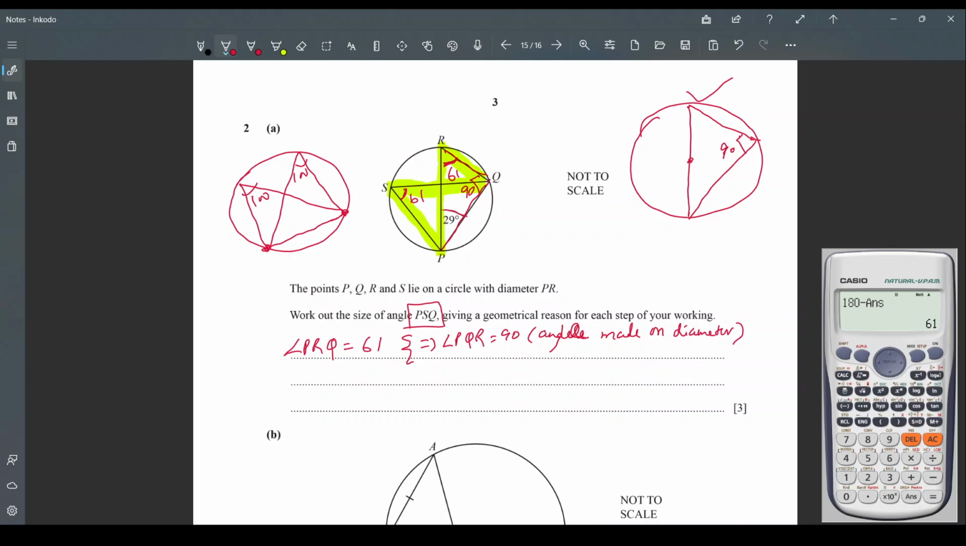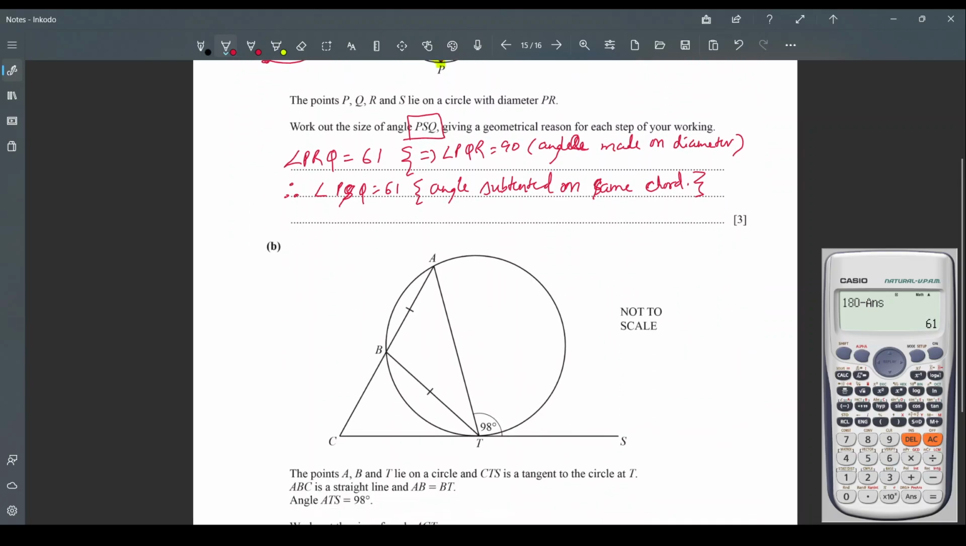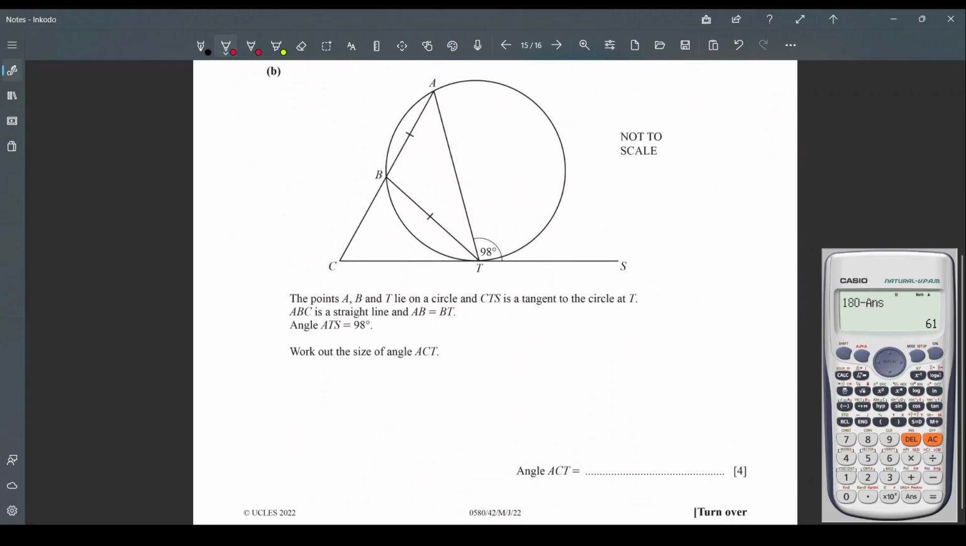And the other side, therefore, angle PSQ is also equals to 61. The reason is angle subtended on same chord. Angle subtended on same chord. So write the reason properly to get all the 3 marks.